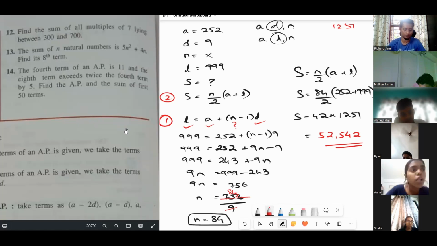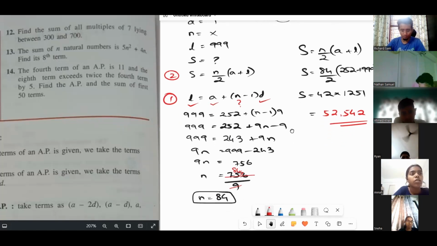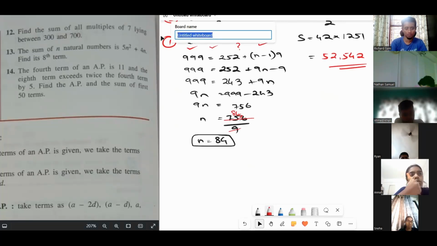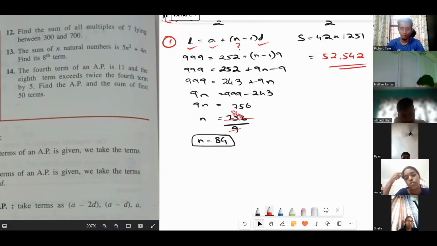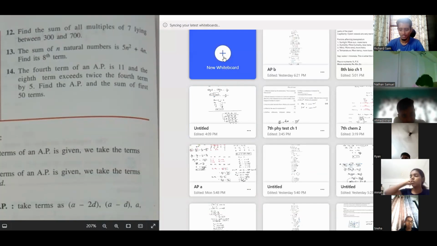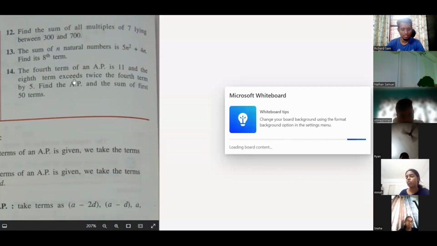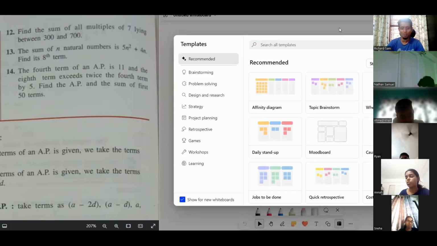Exceeds twice means exceed means plus, and then 2 into. More than. So eighth term value is 5. What, Ahmed? The fourth term by 5 means. The 8th term exceeds twice the 4th term by 5.